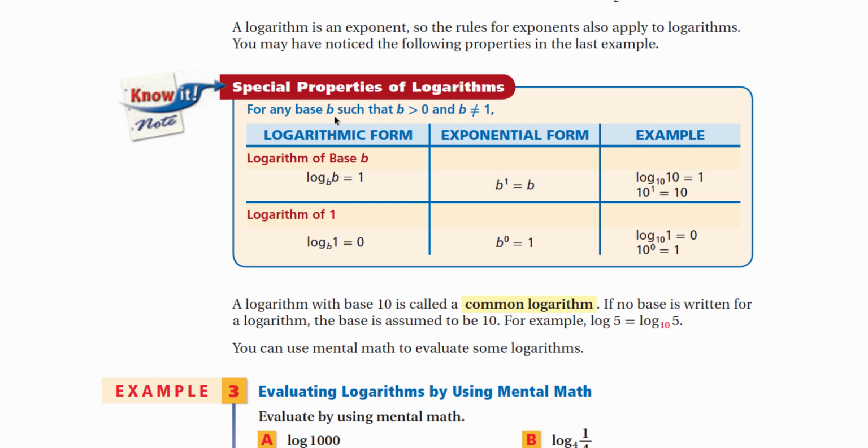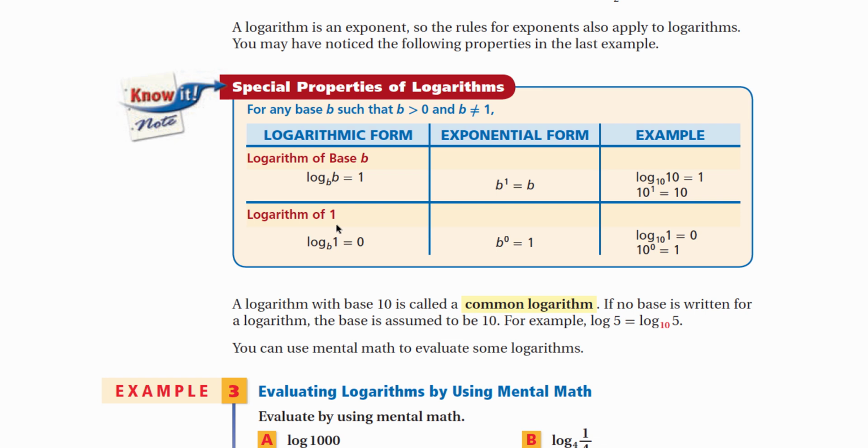For any base b such that the base is greater than 0 and b is not equal to 1, if you have the logarithm base b of b, you will always get 1. So in other words, b to the first power equals b is an exponential form. The logarithmic form is log base b of b equals 1. An example of this is log base 10 of 10 equals 1. So if the base matches the input exactly, your answer is 1.